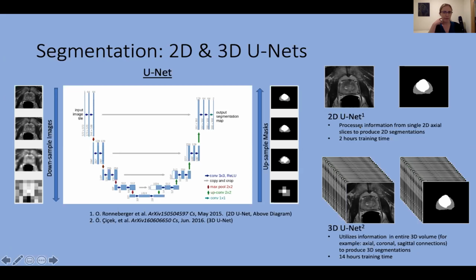And then this work compares the 2D versus 3D U-Nets. For the 2D U-Net, we process information from single 2D axial slices to produce 2D segmentations. This took about 2 hours to train on a GPU. And then the 3D U-Net, in contrast, we utilized information from the whole 3D image, which includes the connections between axial, coronal, and sagittal slices. And then this one took about 14 hours to train on the GPU. Though it took hours to train, it can actually predict the segmentations once the model is trained within just seconds.